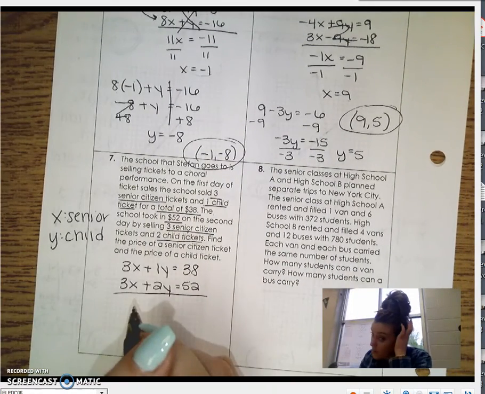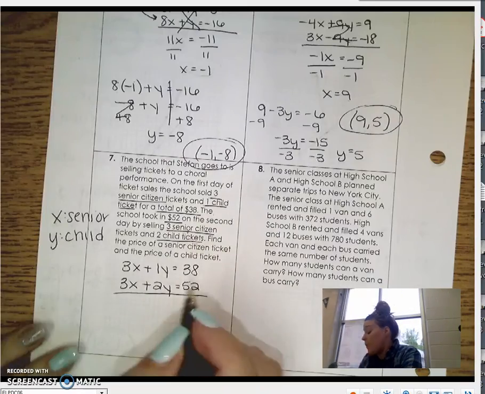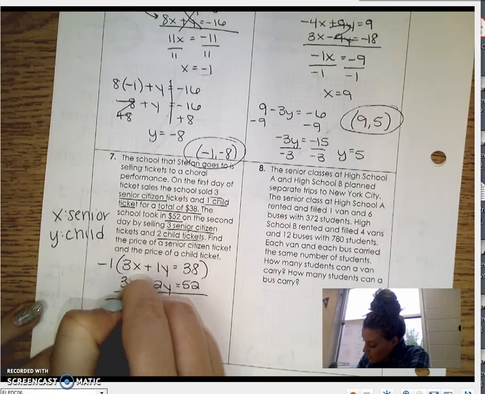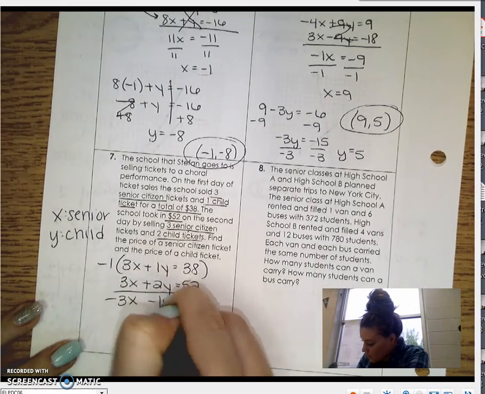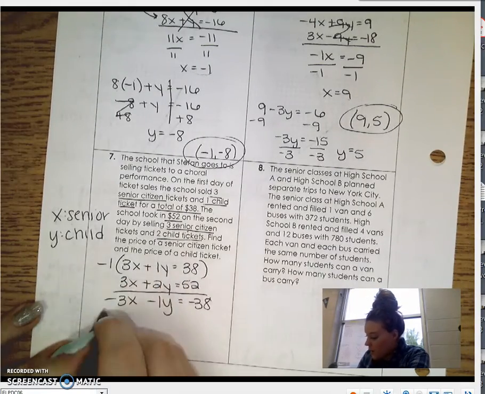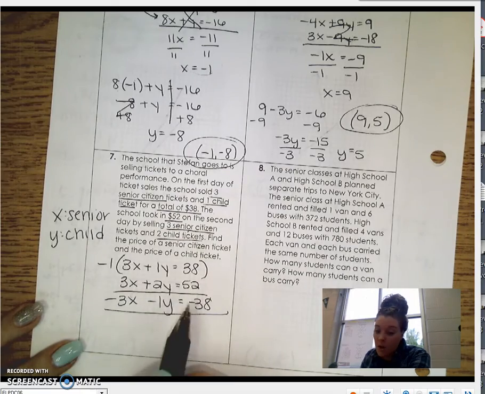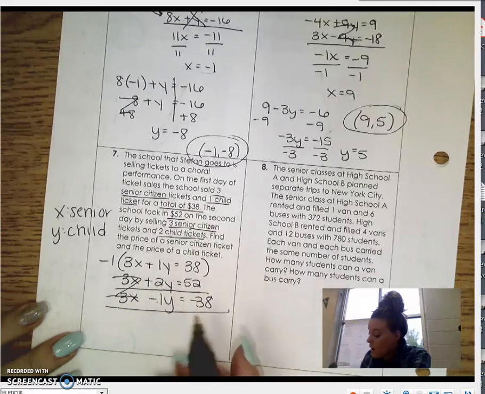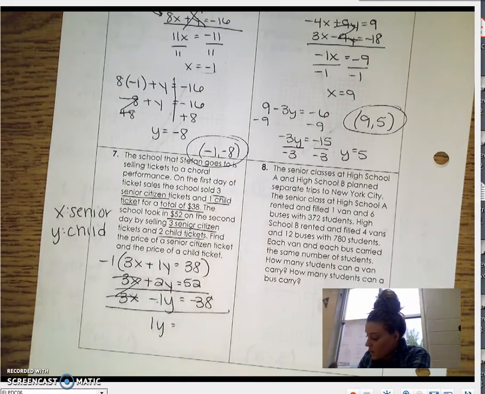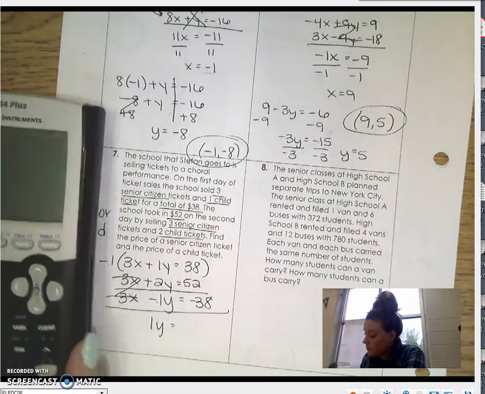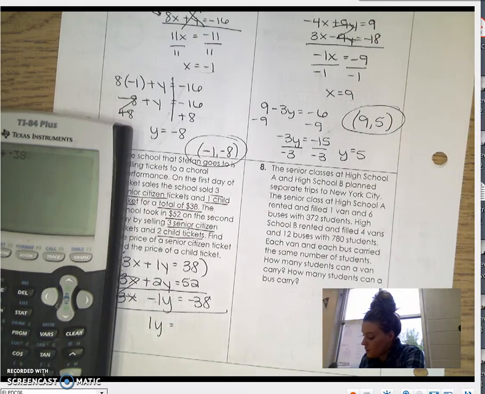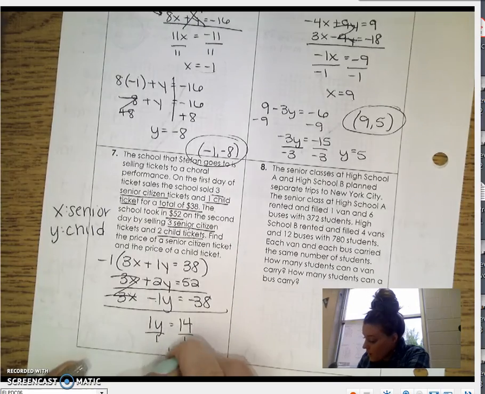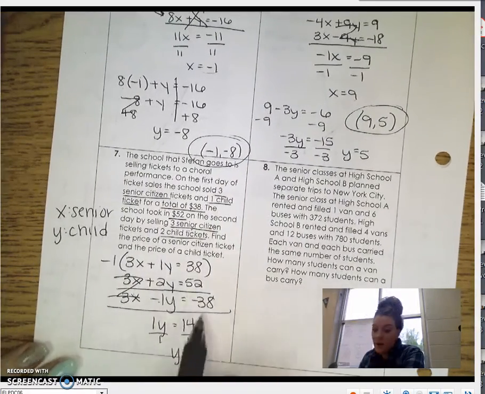So I do not have a zero pair right now, but I can create one by multiplying one of my equations by -1. So I'm going to multiply this one, -3x minus 1y equals -38, and then I'm going to add straight down. Ignore this line in the middle, I didn't mean to do that. So 3x and -3x cancels out. 2y and -1y is 1y, and then you would do 52 plus -38 to get 14. Divide by 1, y equals 14, and now I have to solve for x.